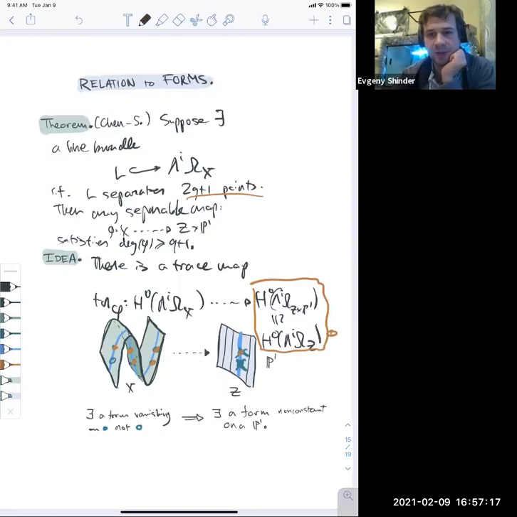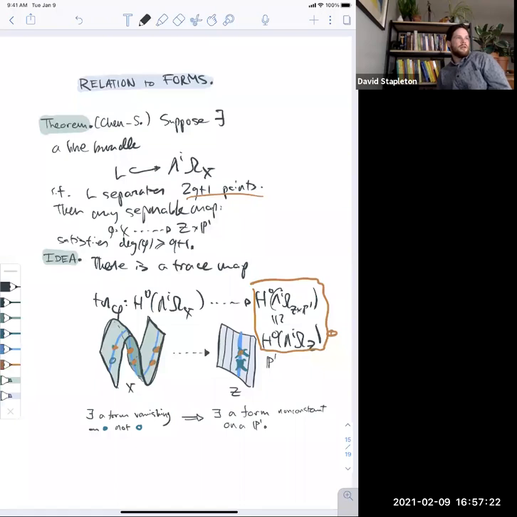How do you define the trace map without resolution of singularities? Yeah, so it's a bit annoying.